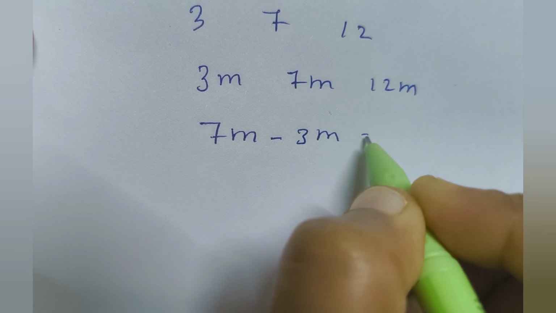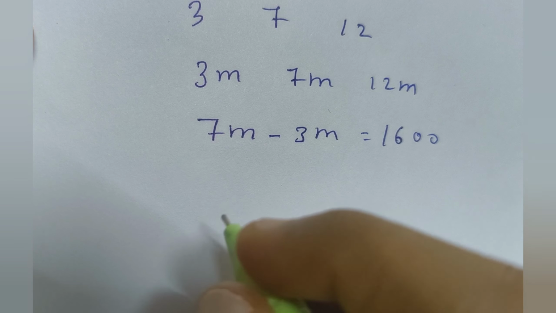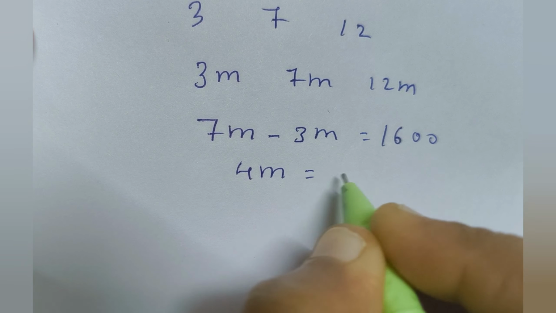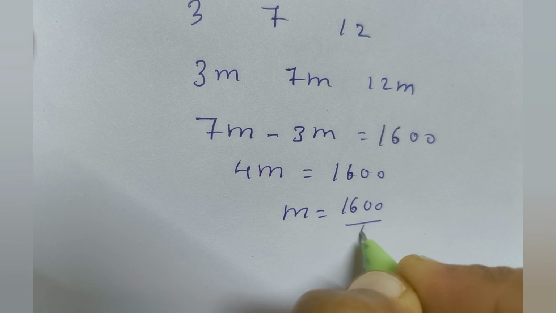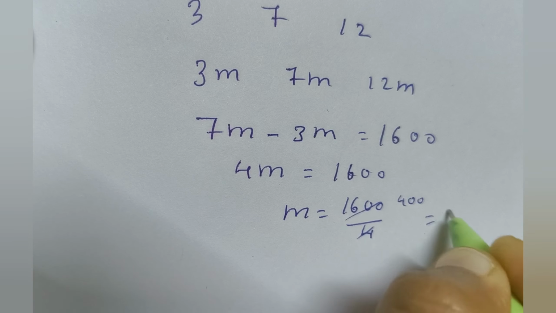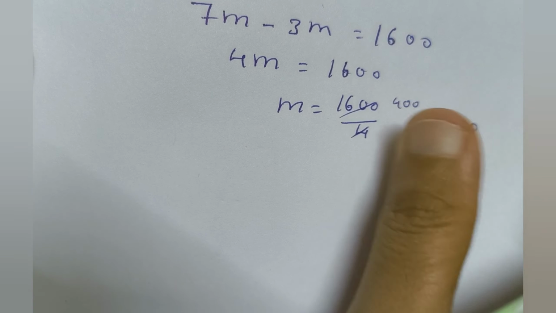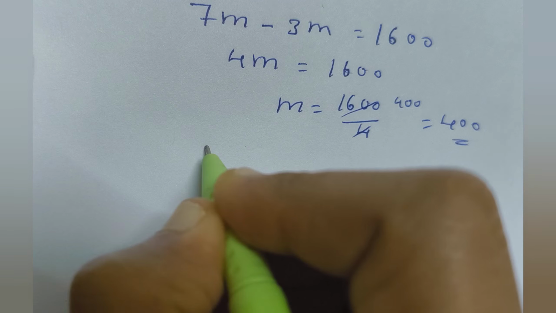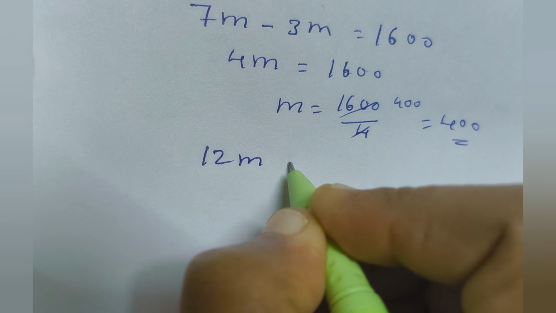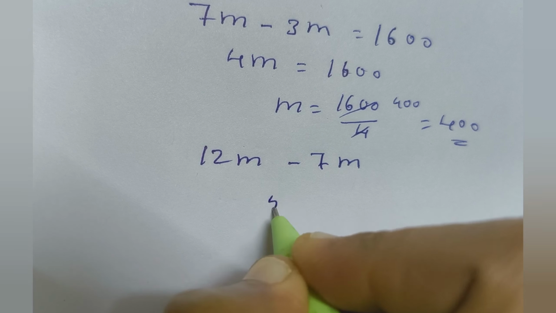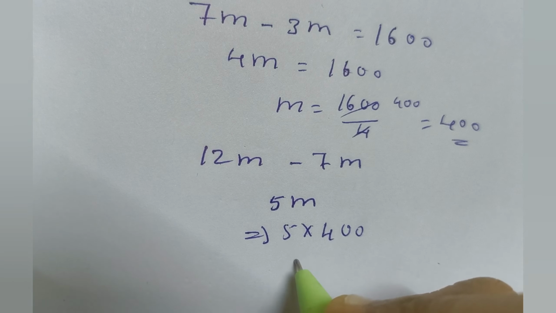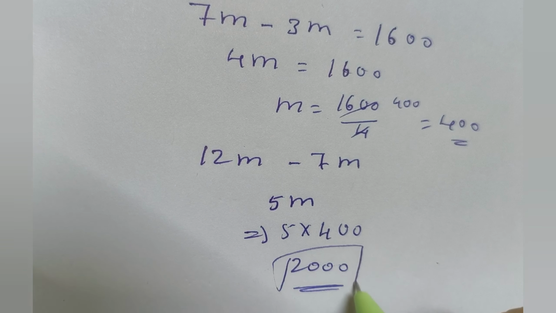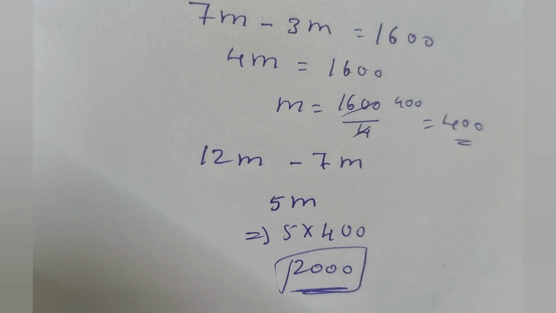So here it is given that the difference between the shares of x and y, the share of x is 3m and share of y is 7m. So the difference between them is 1600, that is 7m minus 3m is equal to 1600. So 4m is equal to 1600, therefore m is equal to 400. And we have to find the difference between the shares of y and z, that is 12m minus 7m. That is nothing but 5m, and you know that the value of m is 400. So 5 into 400, that is 2000. So the option 2 is correct.